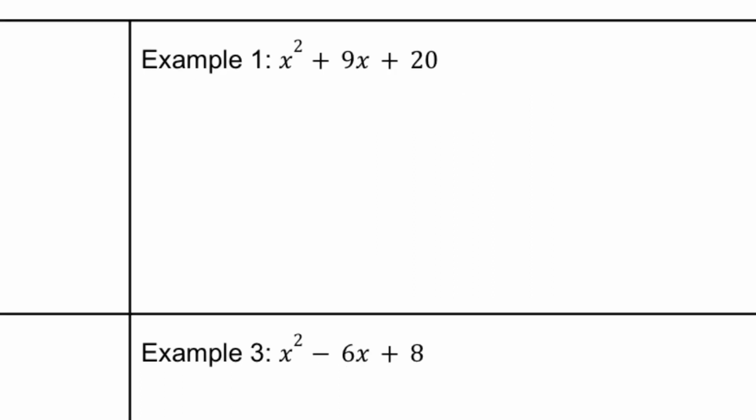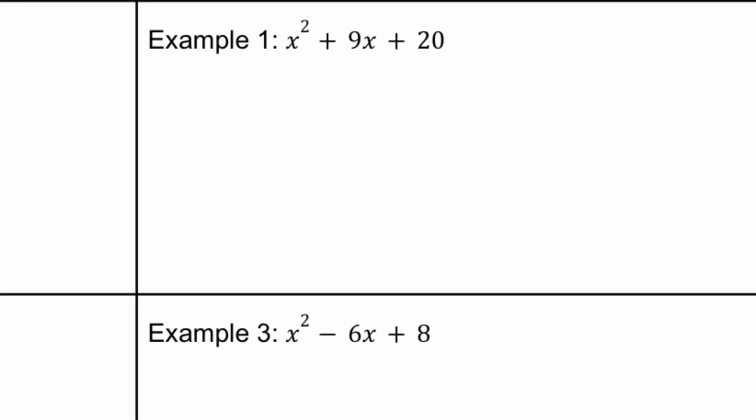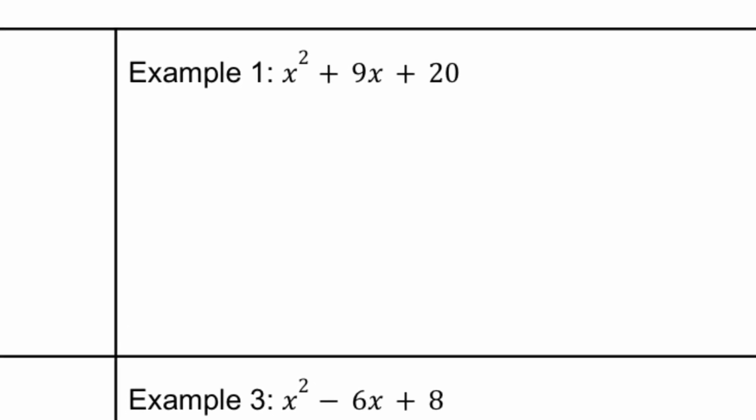So I'm looking at example 1 and I have x squared plus 9x plus 20. If you notice in front of the x squared, there's not a number there. And so when that happens, you have to imagine there's a 1. So I know that 1 is my a value, 9 is my b value, and 20 is my c value. So step 1 said we're going to take a and multiply it by c. So I'm going to do 1 times 20, which equals 20. So that's step 1.